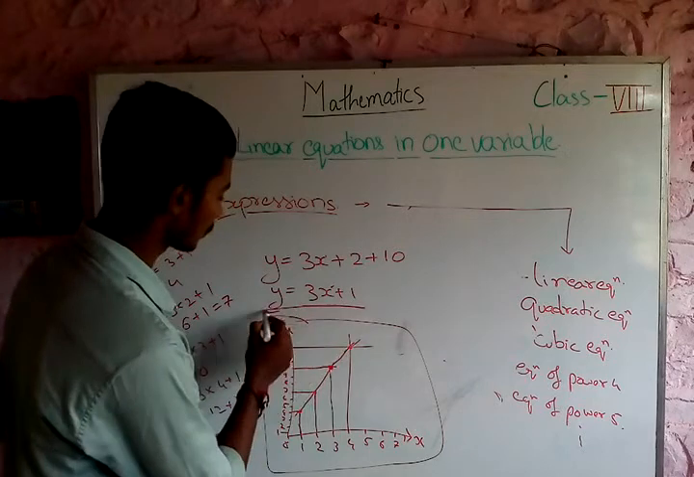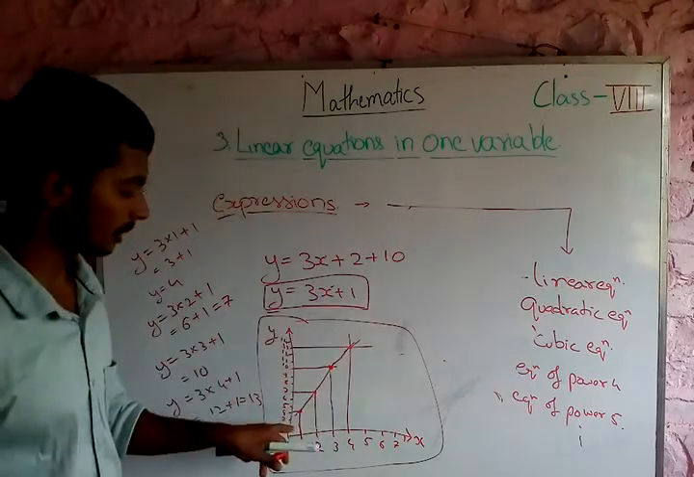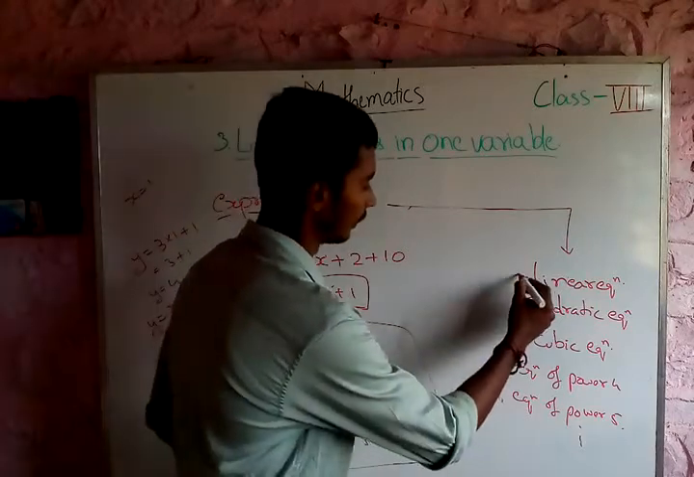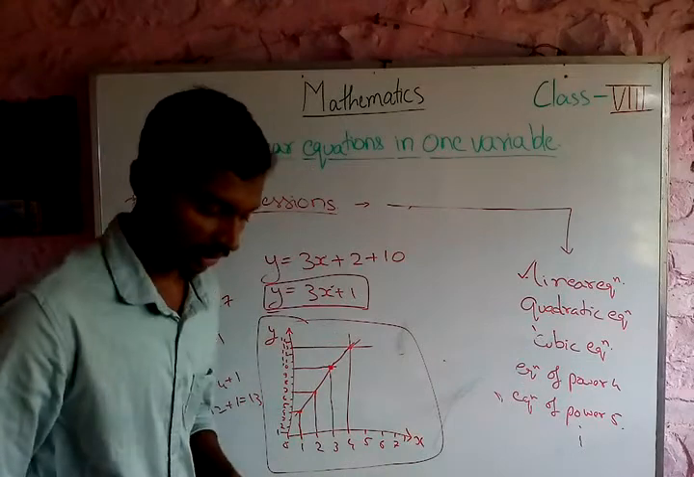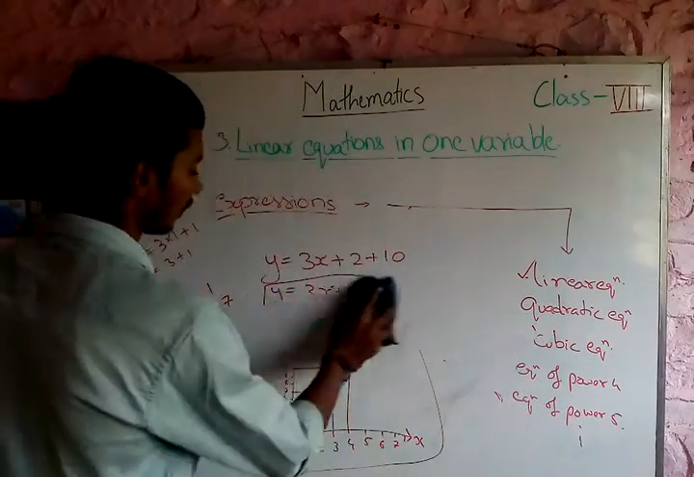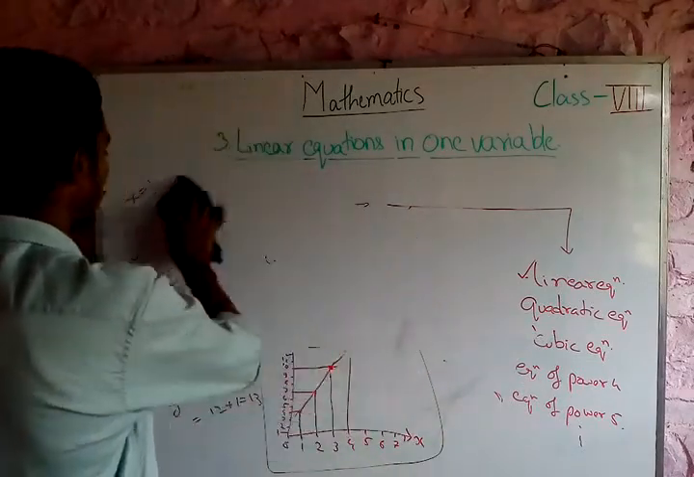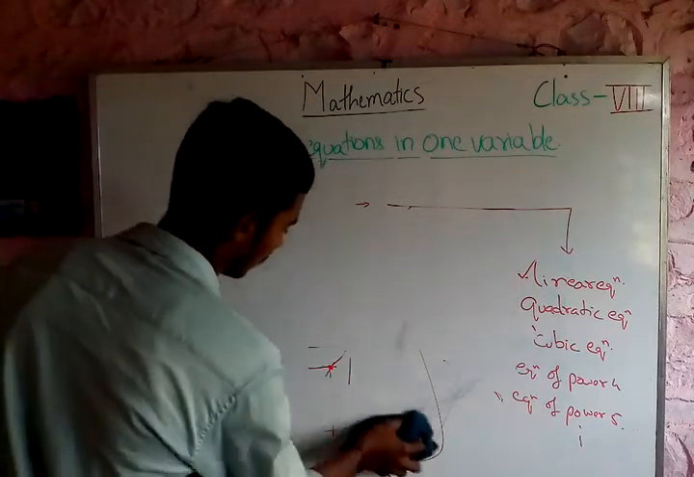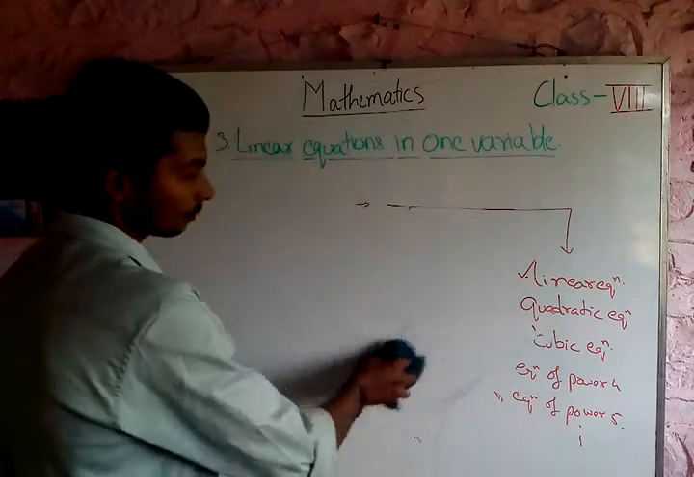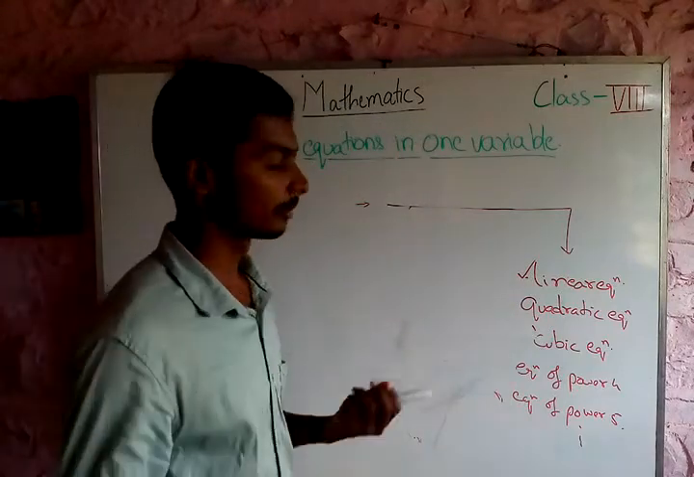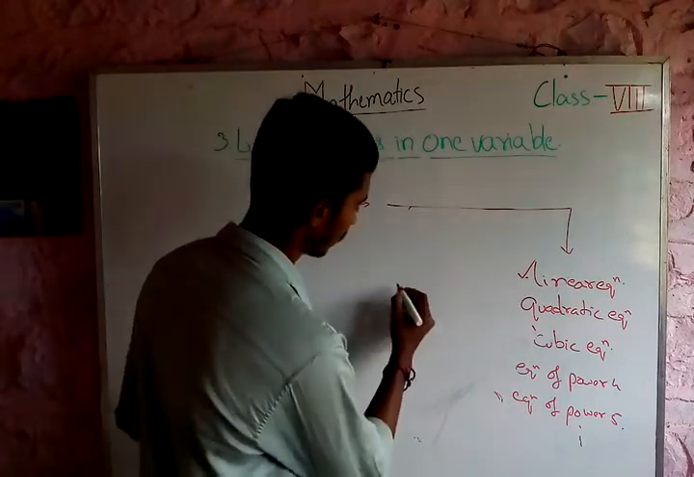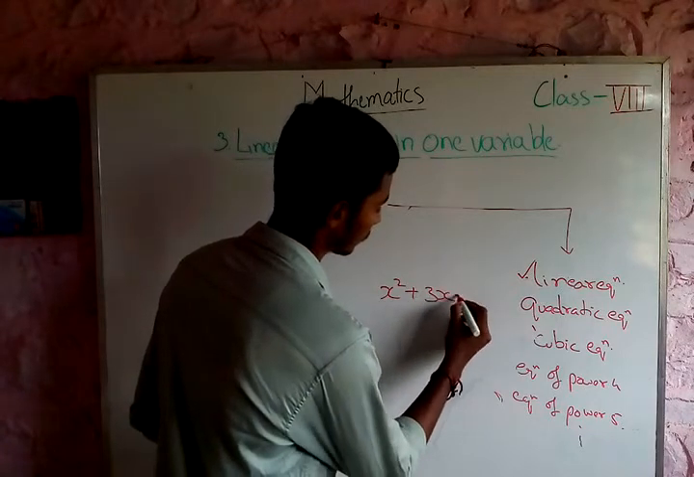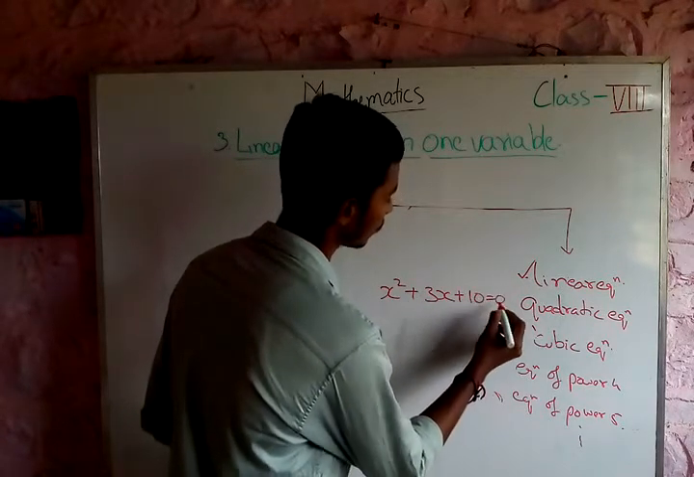So equations of this kind which give me a linear variation, that is a straight line in the graph, are called linear equations. So in this class you will be learning about these linear equations, how to solve them and their applications in real life. Okay, quadratic equation means the maximum power will be 2, that is x square plus 3x plus 10 is equal to 0.